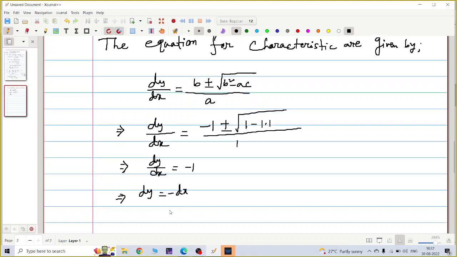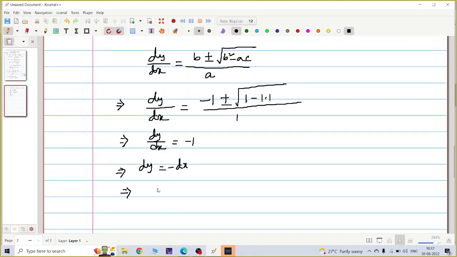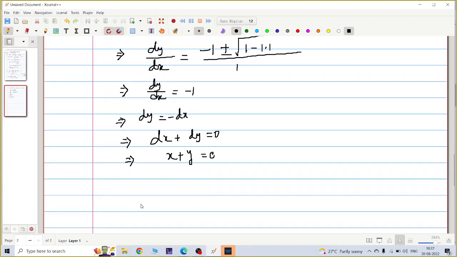So that means dx plus dy is equal to 0. So that means x plus y equal to constant. So one solution is x plus y. That is, xi is my x plus y. It is already given. Now you have to find eta.